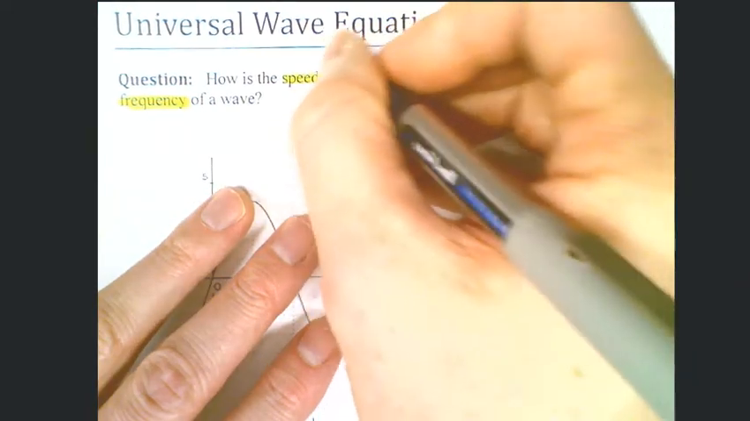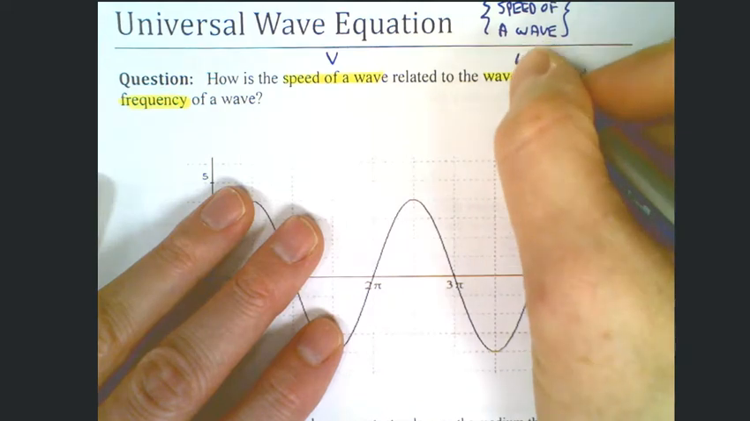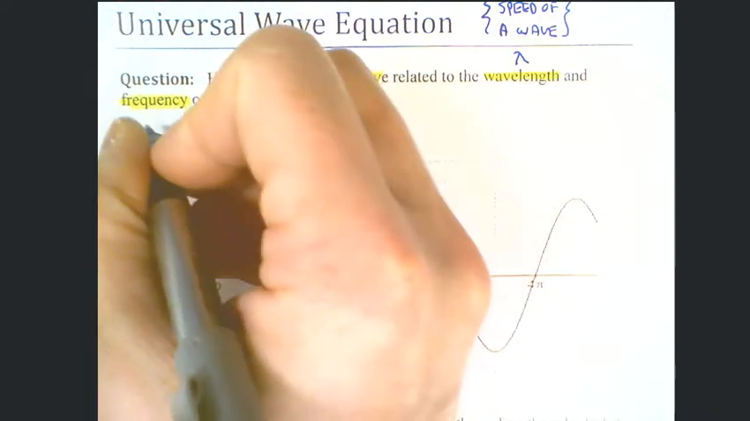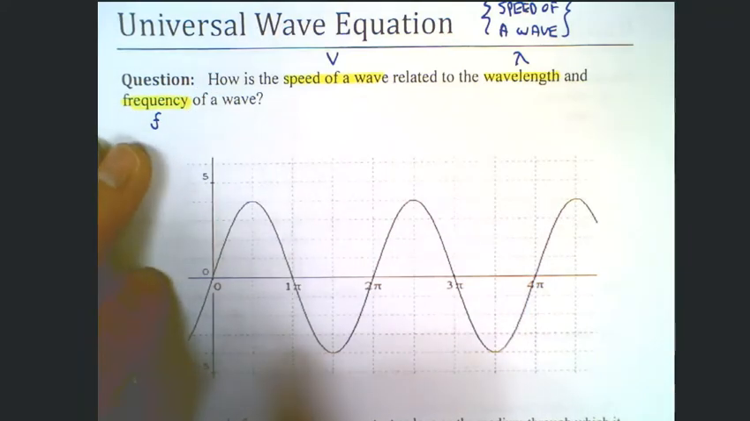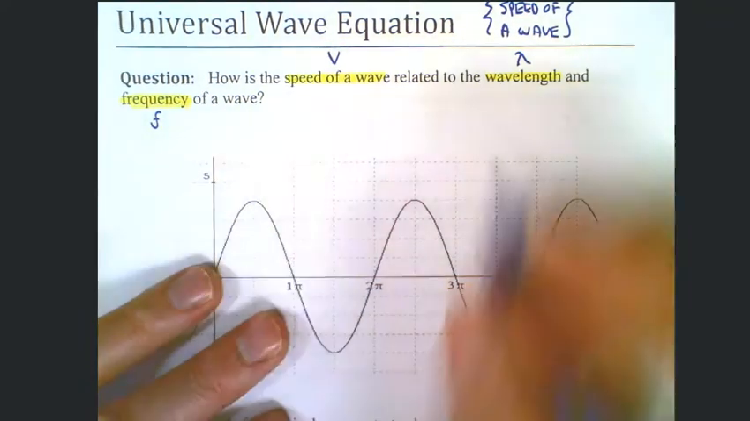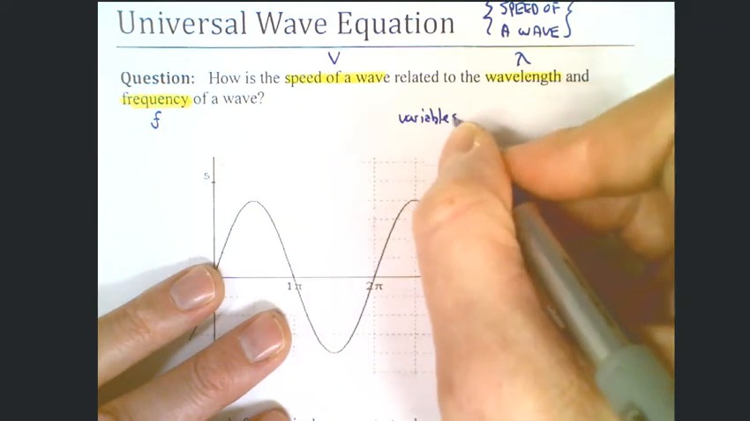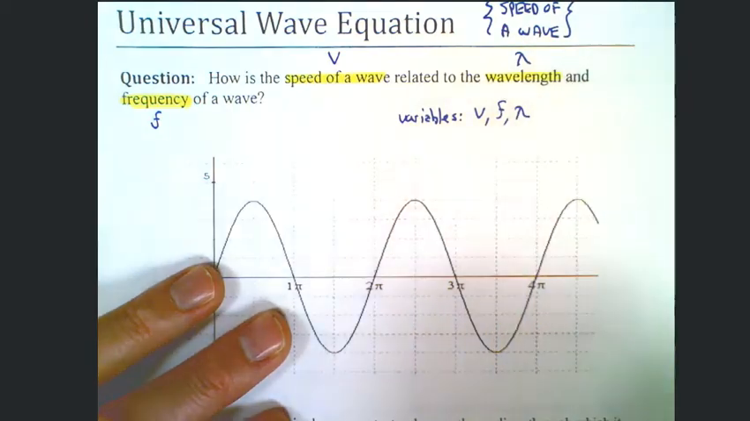So the speed of a wave is just going to be given by v, the symbol v. The wavelength, as we saw before, for periodic waves is lambda, and the frequency is f in this case. Sometimes it's nu, but we're going to write it as f. So the variables that are at play here are speed, frequency, and wavelength.